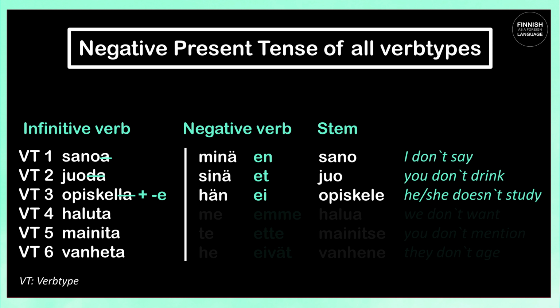Next one, verb type 4, is haluta, means to want. We want to say we don't want, so it's me emme halua.